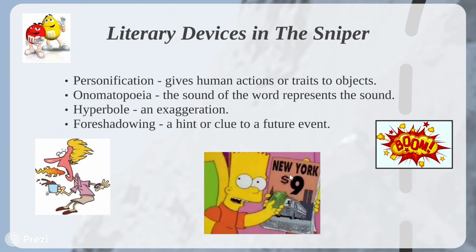Personification gives human actions or traits to objects. Onomatopoeia is when the sound of the word represents the sound. Hyperbole is an exaggeration. And lastly, on this page, foreshadowing is a hint or clue to a future event.